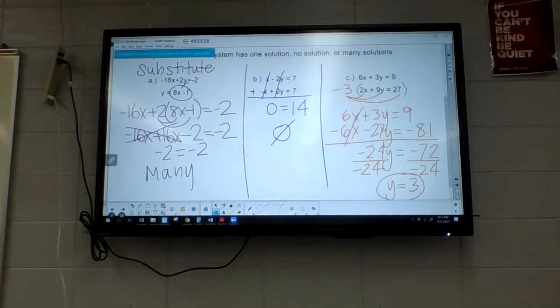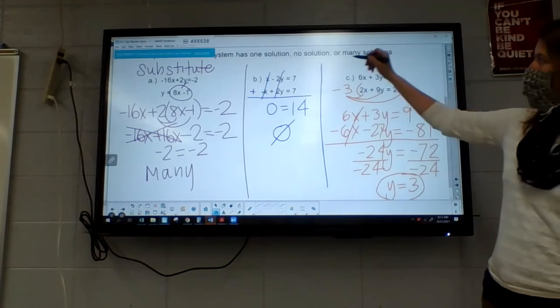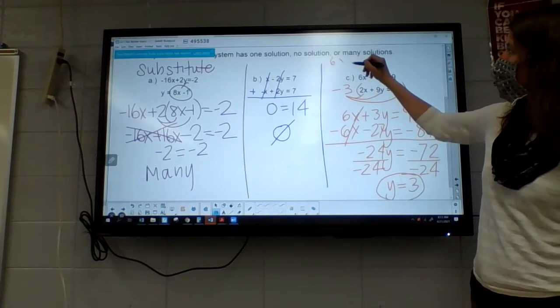So we obviously found an answer for our y, which means there's probably going to be an answer for our x, which means this is going to be one of the problems with one solution. This is more typical of what we're going to see. So we're going to put the y back in. I'm going to put it back into this top one up here.